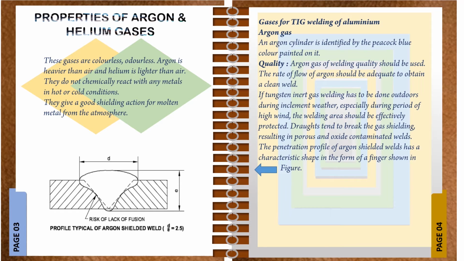An argon cylinder is identified by the peacock blue color painted on it. Quality. Argon gas of welding quality should be used. The rate of flow of argon should be adequate to obtain a clean weld.